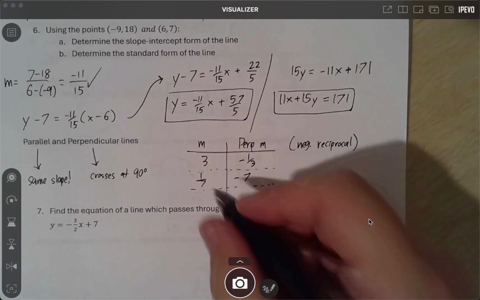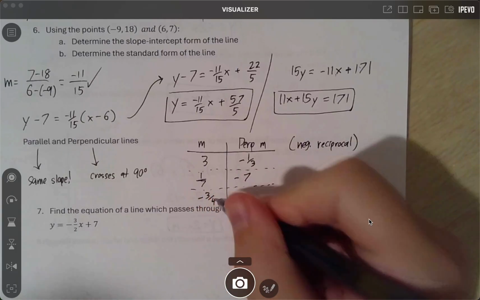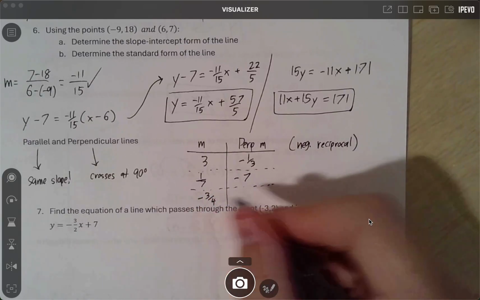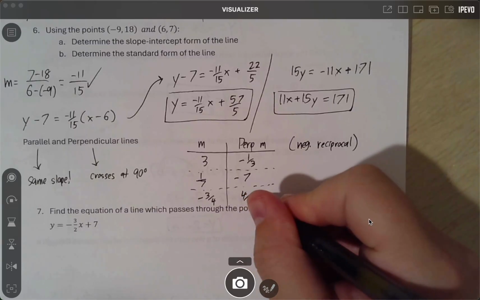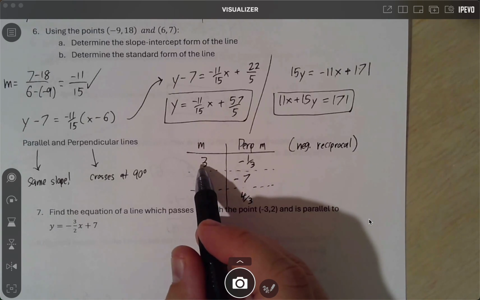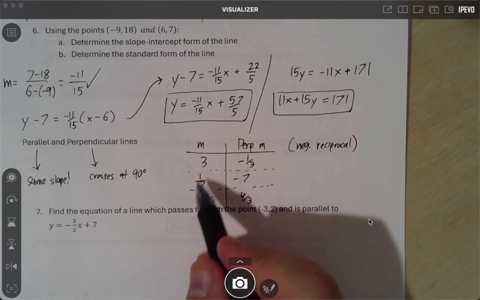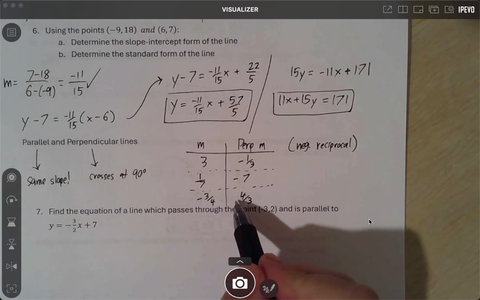But usually you'll probably see something like this. If I have negative 3/4, then if I negate that, or take the negative away and flip, I now have 4/3. So that's how you find your perpendicular slope. Again, that's really 3/1. Flip it to make 1/3 and put a negative sign because there wasn't one before. If there wasn't a negative sign, put one there. If there was, take it away.